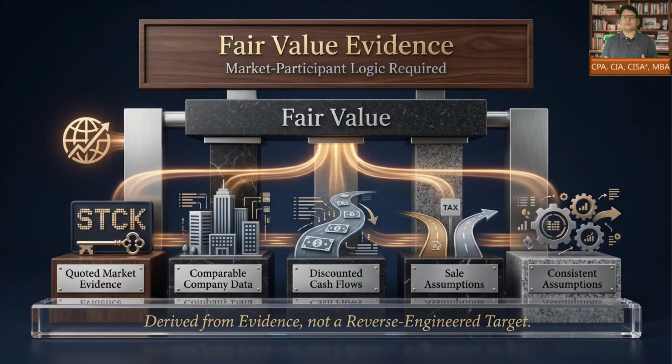For a reporting unit, fair value may be supported by quoted market evidence, comparable company data, discounted cash flows, taxable or non taxable sale assumptions, and internally consistent valuation inputs. Management optimism is not enough. Fair value is not the number we wish would avoid a difficult impairment charge. It must be derived from credible evidence. A good control point is this: fair value should never be reverse engineered to reach a comfortable answer. Accountants are allowed to be hopeful, but the valuation cannot be.